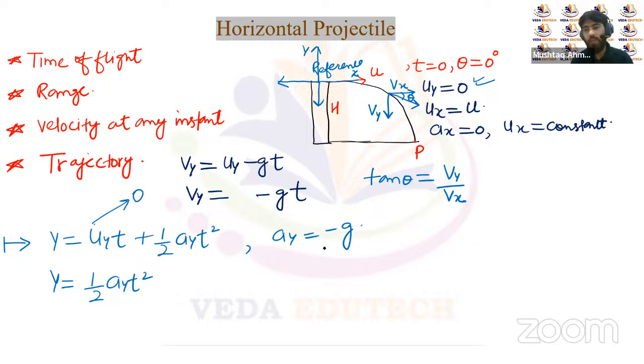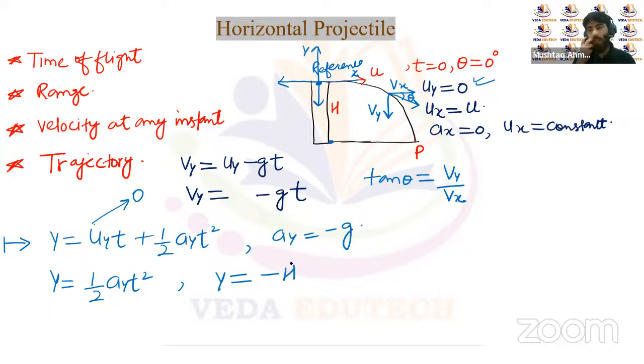We said that by reference, all the measurements done below the origin will be taken as negative, and all the measurements done above the origin will be taken as positive, right? So ay will be minus g here. We can see this y is measured from this reference, and this y has to be negative when this particle strikes point P. We can say that this y is equal to minus h.